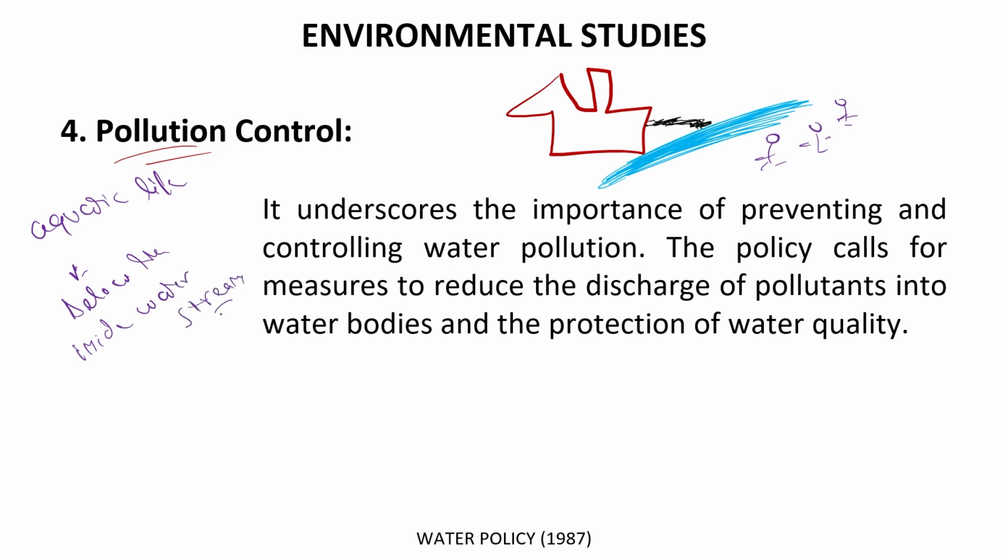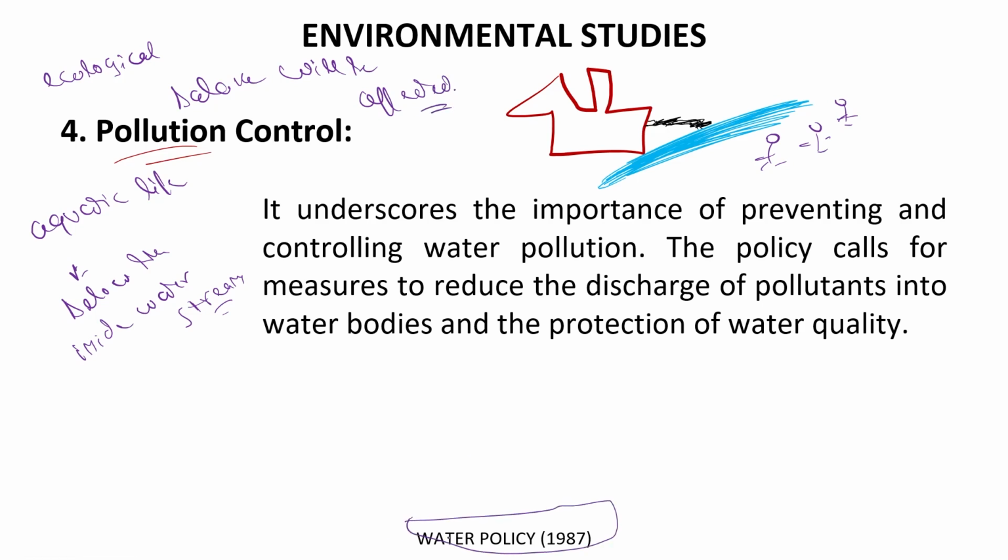Okay, so polluted water is not only harmful for humans but also harmful for aquatic life, the life below the water streams. Because of this, our ecological balance will be affected. Okay, so we are not only provided the provision of pollution control under the Water Policy Act 1987.